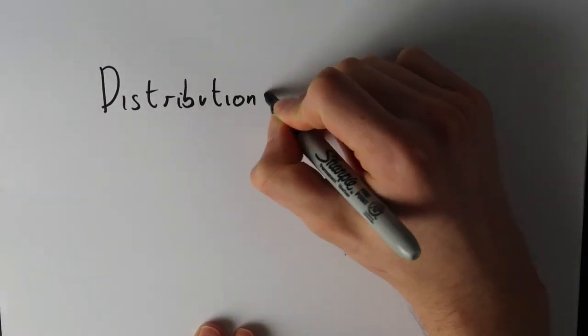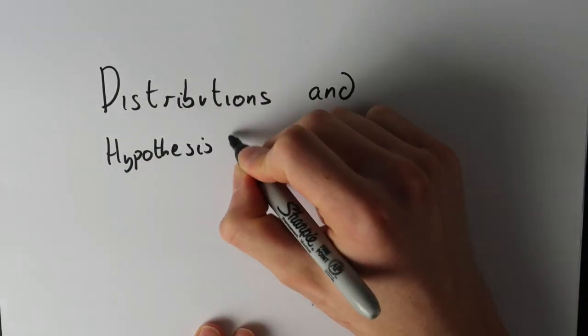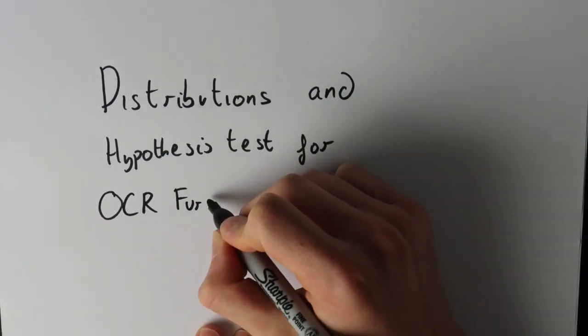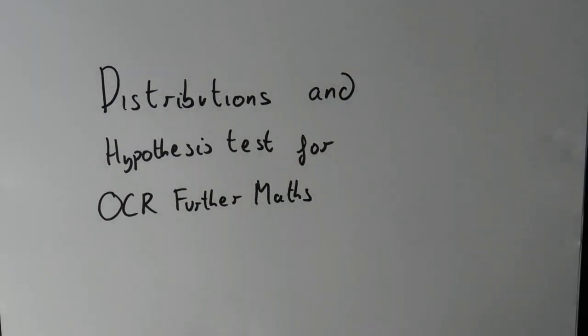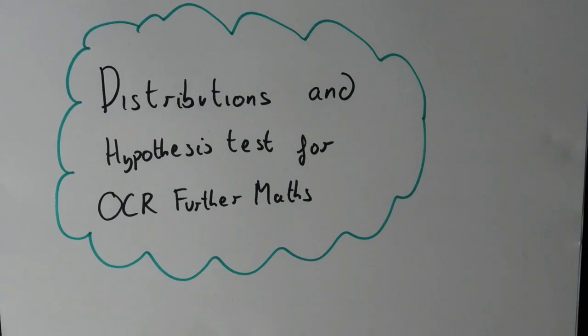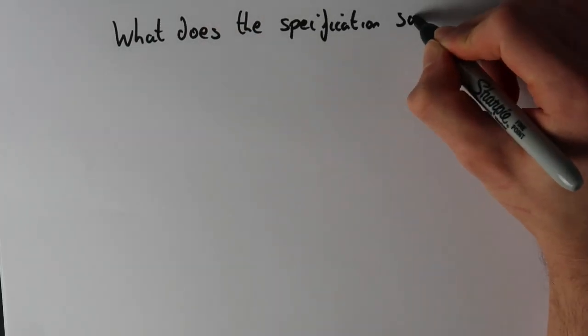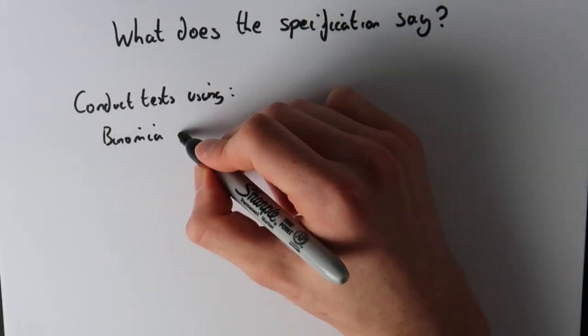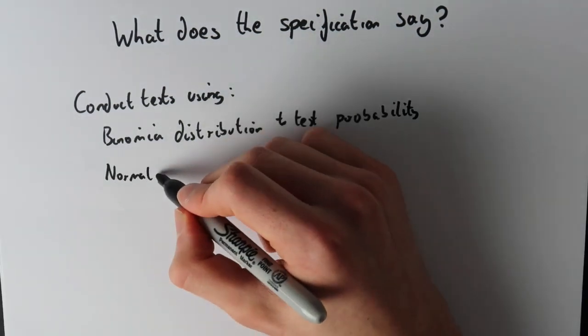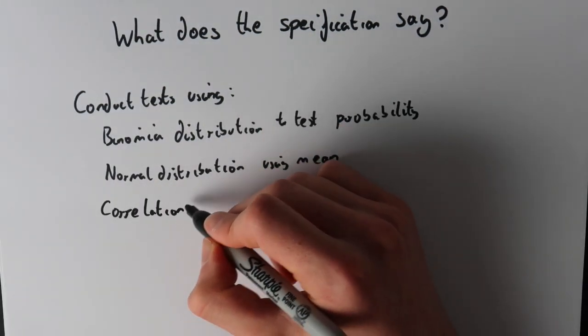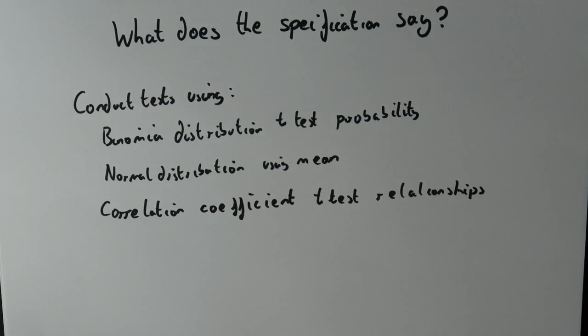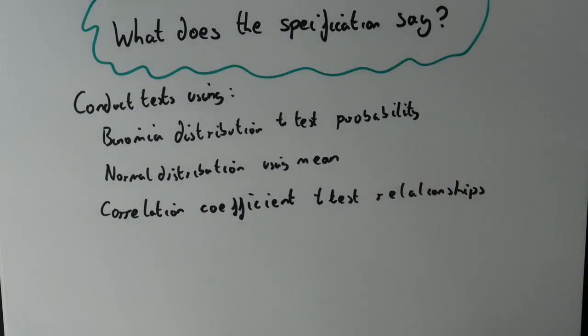Today I'm going to have a look at the distributions and hypothesis testing that is required for OCR Further Maths. Before I get into the details, let's have a quick look at what the specification says about hypothesis testing. You should be able to conduct hypothesis tests using binomial distributions to test the probability, normal distributions to test the mean of a sample from that distribution, and to test the correlation coefficients between two variables.